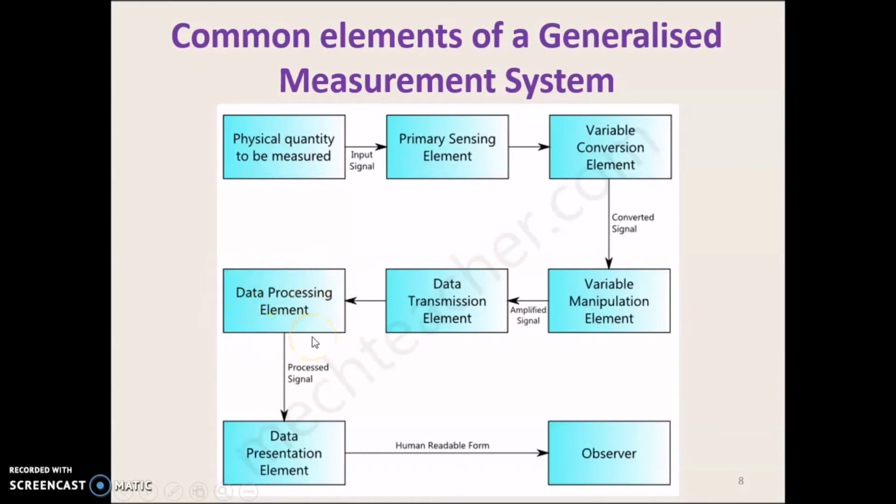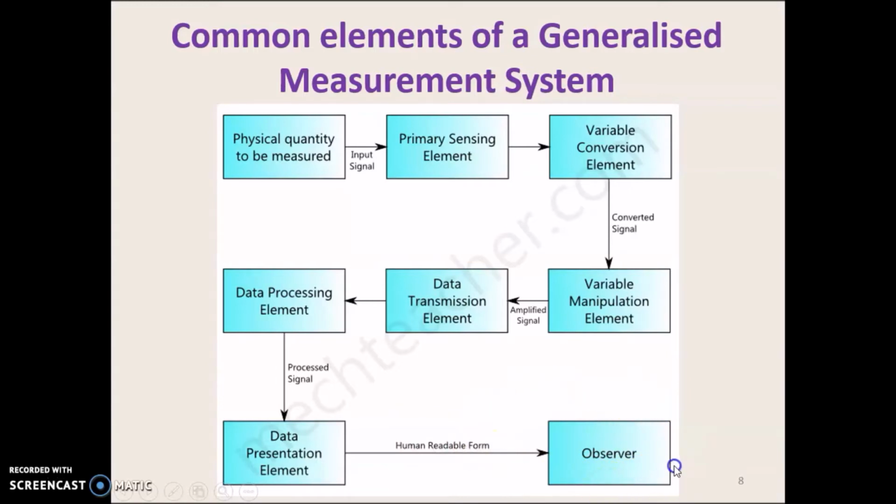This processing element is going to process this amplified signal which has reached over here, and after processing it gives some other result in the form of a processed signal, which is mentioned over here, to the data presentation element. Here it is going to process the amplified signal. After certain processing is carried out, the data presentation element is fed with the processed signal, and this data presentation element is going to show the output signal in human readable form in the display to the observer.